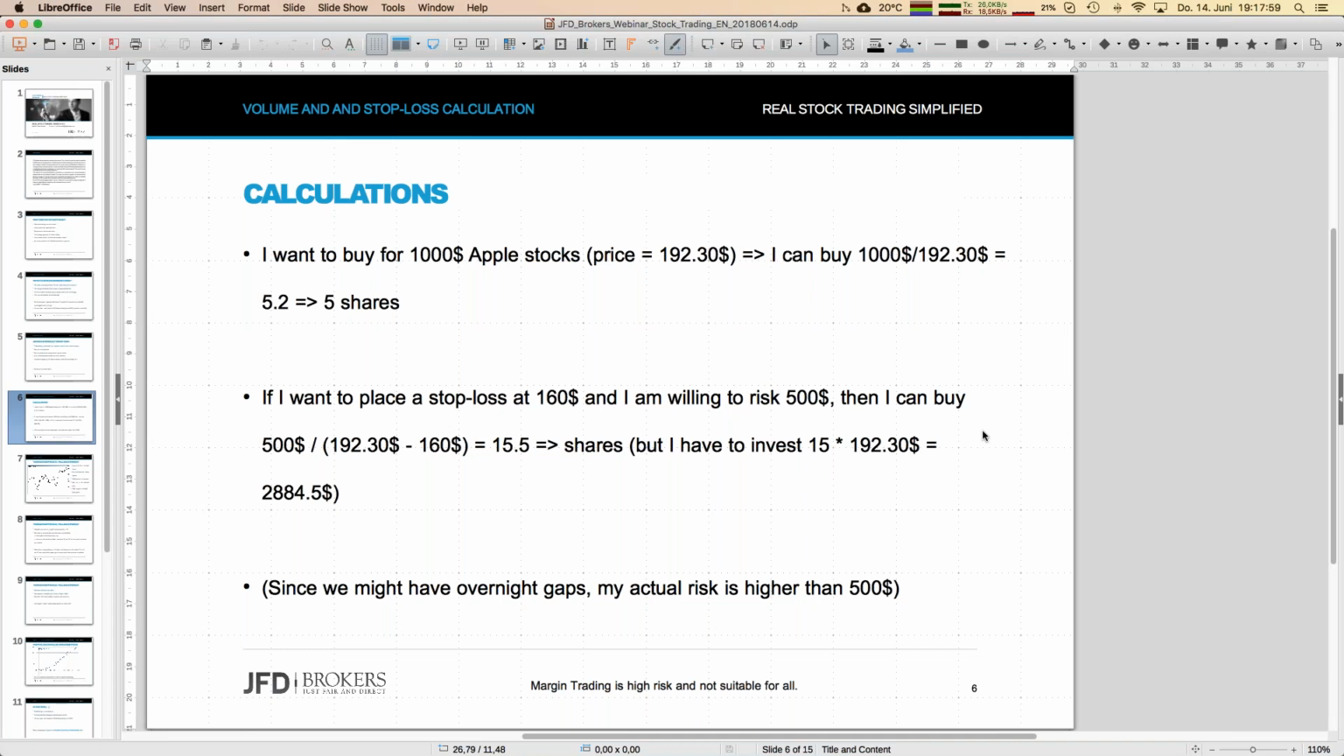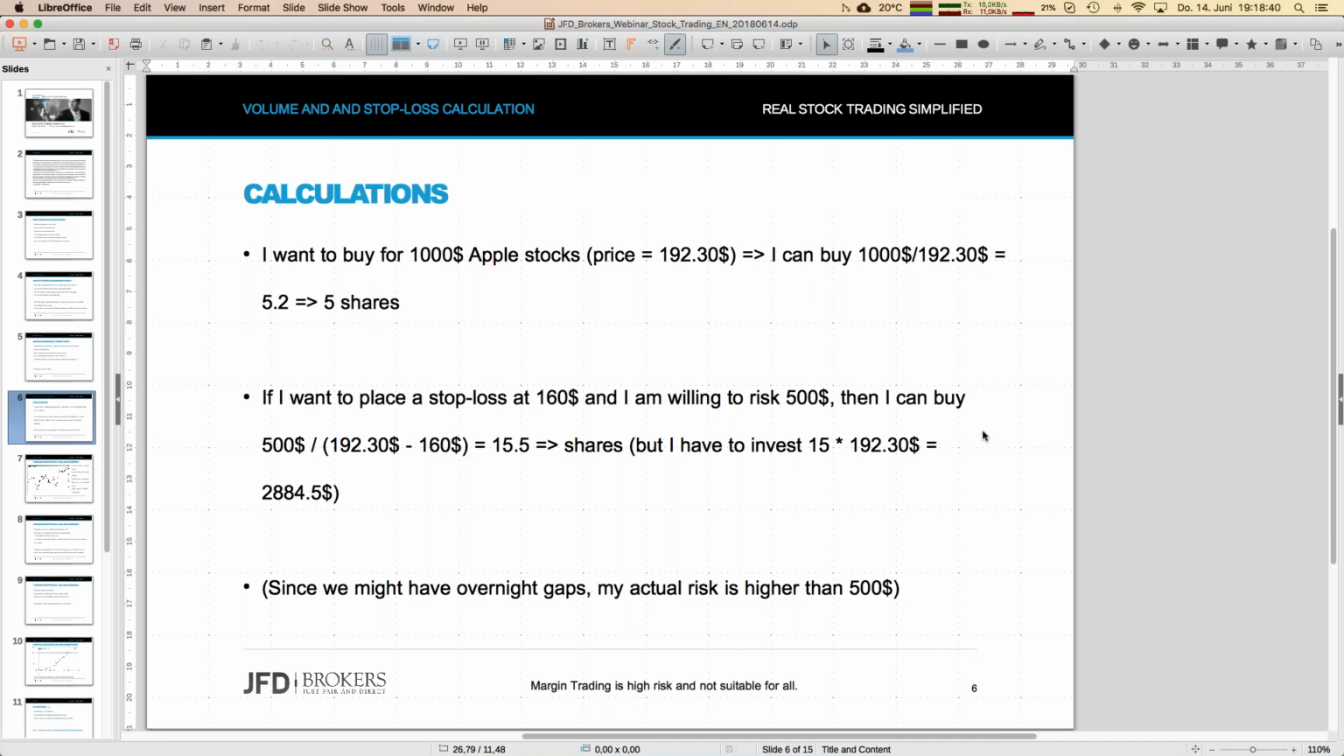But now we are traders, and as a trader, we know we can place stop losses as well. So if I want to buy Apple stocks and I have in mind, okay, I want to place my stop loss at 160, and I'm willing to risk in total 500 euro. That means when the price goes down from 192 to $160, I want to risk $500. That is the overall risk I'm willing to accept.